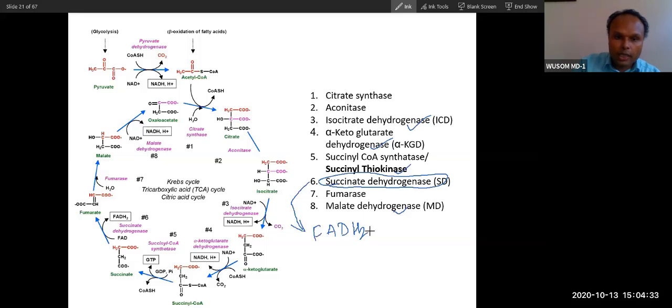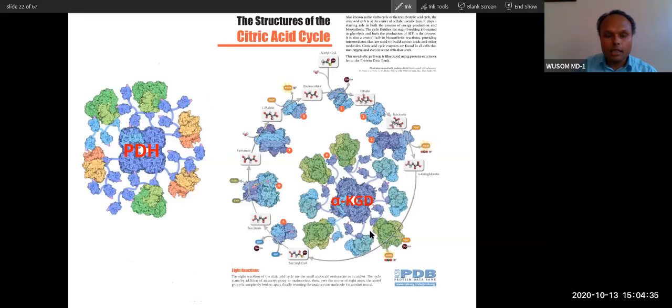Great. So let's see. You can see enzymes different. Can you see? This is PDH. This is alpha ketoglutarate dehydrogenase. So structure of this PDH and alpha ketoglutarate dehydrogenase, they are very similar. Made up of E1, E2, and E3. E2 at the center, E1 and E3 at the periphery. If you combine all these enzymes together, even then this alpha ketoglutarate dehydrogenase will be bigger than them all combined.